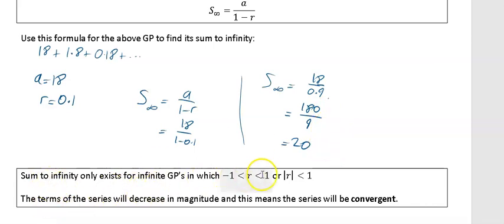So again, just a wee reminder then, that's very important, your sum to infinity for a GP only exists whenever the modulus of r is less than 1. And the terms of the series will decrease in magnitude, and this means that the series is convergent.